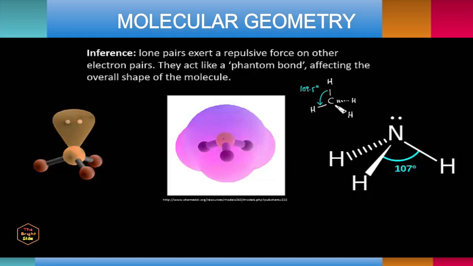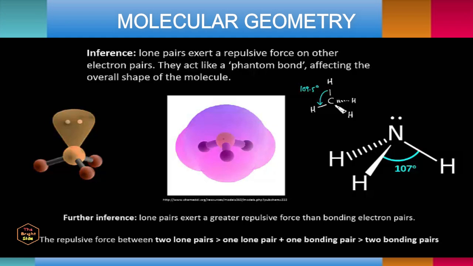What could cause this? Well, the inference that we make is that a lone pair exerts a greater repulsive force than a bonding pair. This means that if you had 2 lone pairs repelling each other, the force would be greater than if you had a lone pair versus a bond, as we have here, and that would be greater than the force between 2 bonds. So here, the 3 NH bonds lose out a bit and they're pushed closer together by the lone pair, which makes the bond angle smaller.